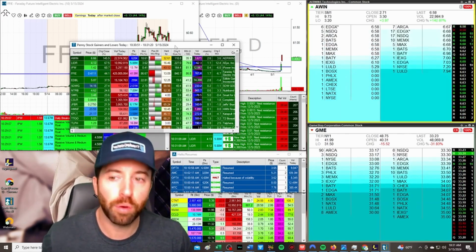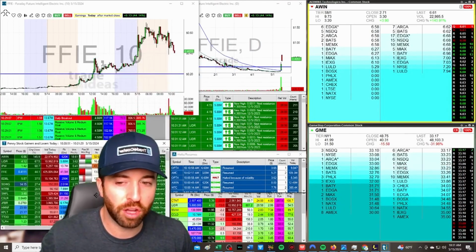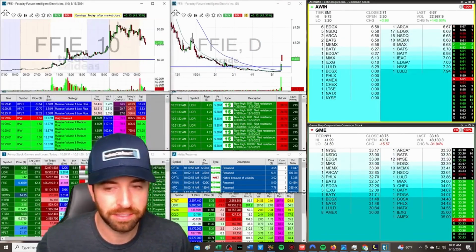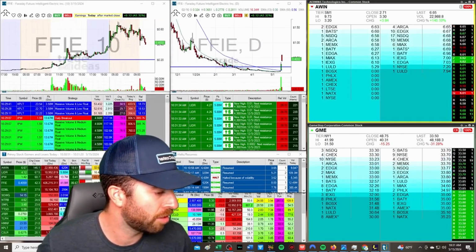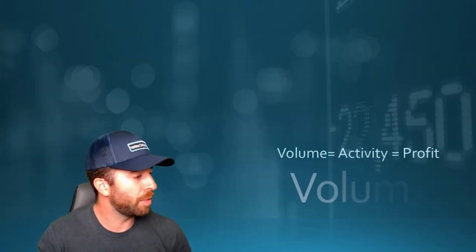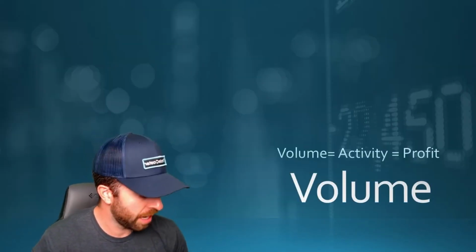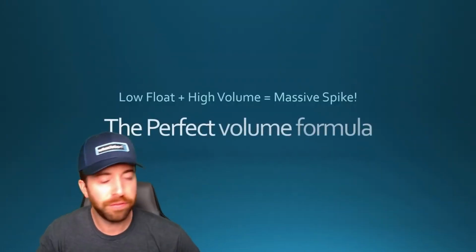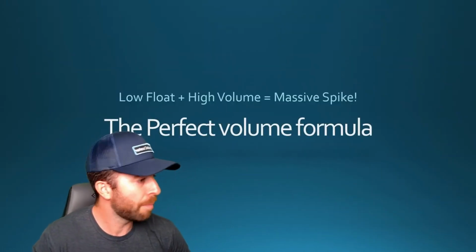So you can buy more shares, so the float can be a little bit larger and you can still be able to spike on up. Does that make sense? So please, again, write that down just so you don't get confused by it. Volume, you can see volume at the bottom of the charts. And as we know, we talked about volume equals activity. Activity equals profit. Low float plus high volume equals massive spikes.